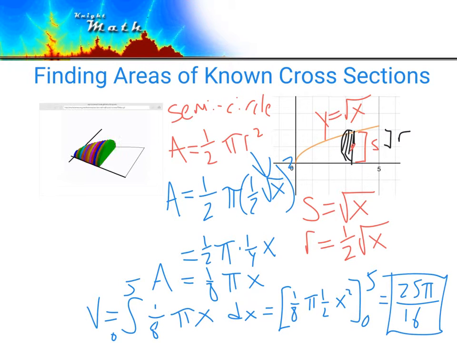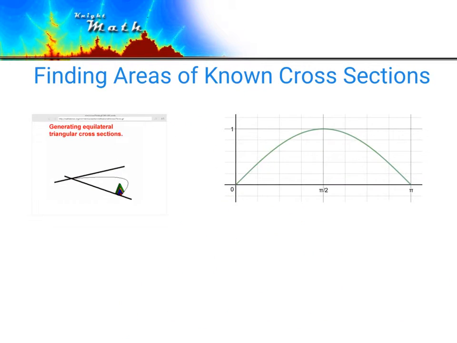So that is a semicircle. The key with the semicircle is you've got to find that length S and cut it in half to get the radius. Don't forget to cut it in half. And don't forget your area is not pi r squared, it's 1/2 pi r squared.